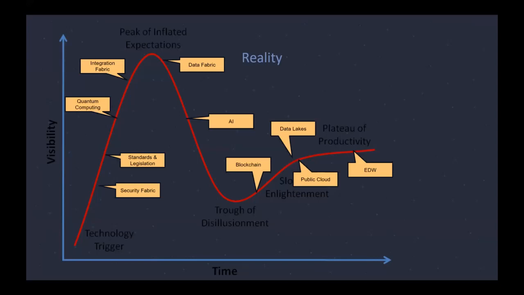This is our reality. So that's the hype curve, and different technologies cycle through it. Things that have already been established: enterprise data warehouses, cloud, data lakes, blockchain is established, believe it or not. AI is on its way. And then data fabrics being hyped up right now, followed by integration fabrics. Quantum computing is on its way up. I've got standards and legislation there. It's constantly evolving. It's constantly work in progress.